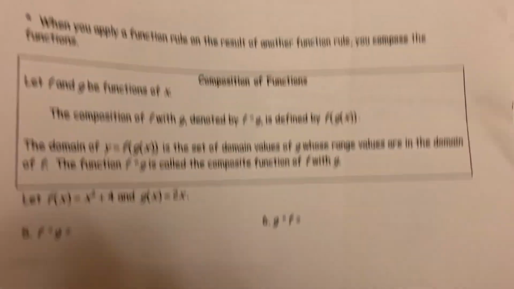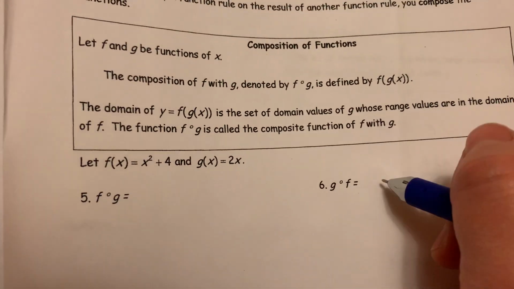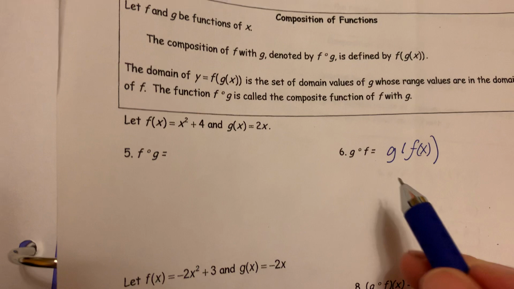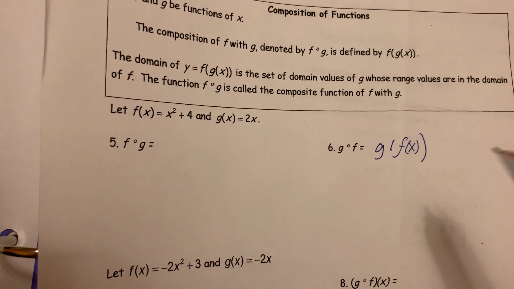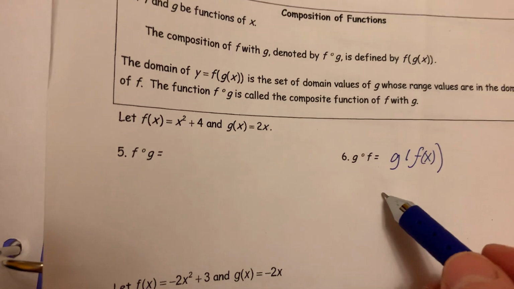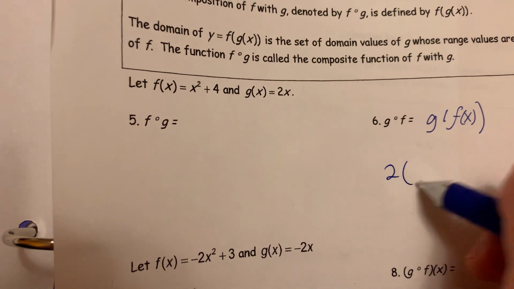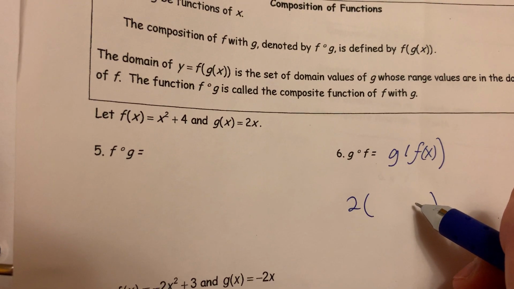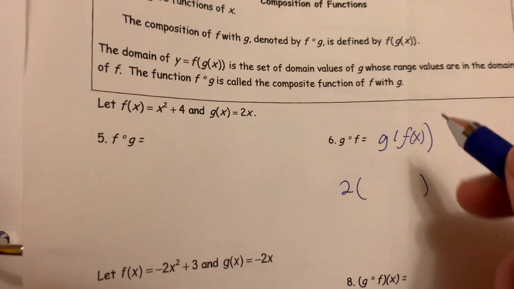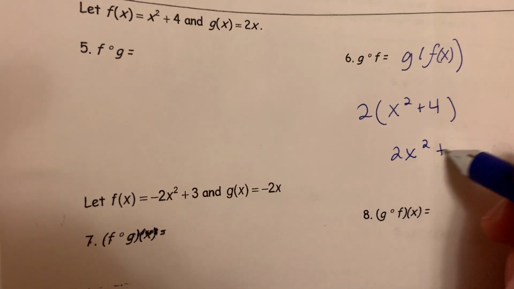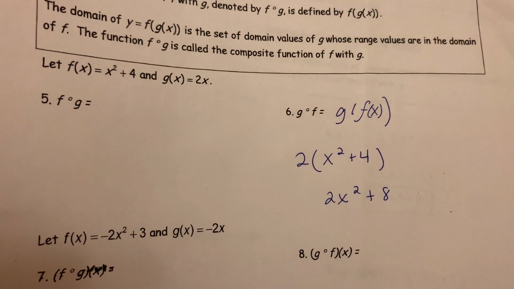I'm going to write it on a brand new sheet because I think this is confusing. Here they have g of f of x. So what they're saying is we're going to have g as our outermost function, and we're going to replace x with f of x. Well, x is going to go into f, and then it's going to go into g. So g is my outermost layer. So g is 2x, and I'm going to replace x with f of x, and f of x is x squared plus 4. So my answer is 2x squared plus 8. And that's it.